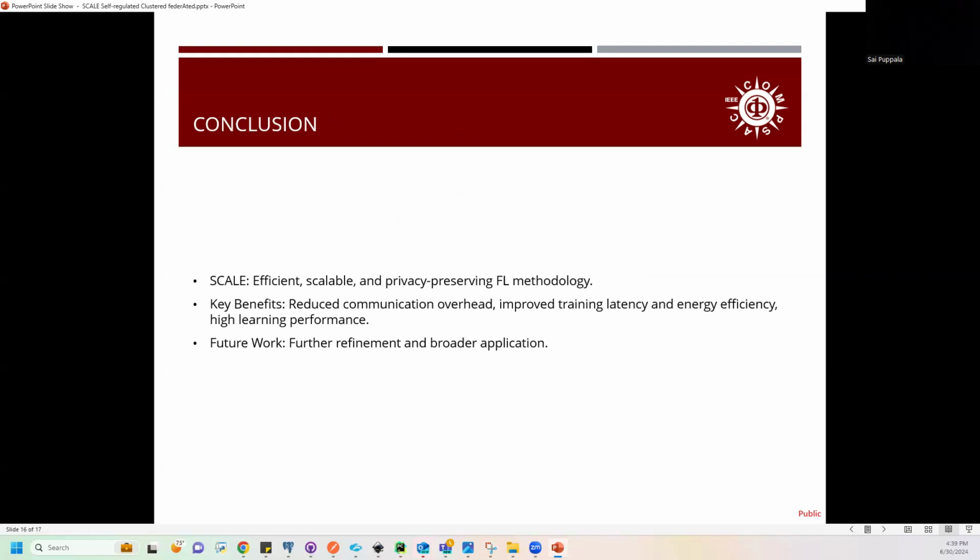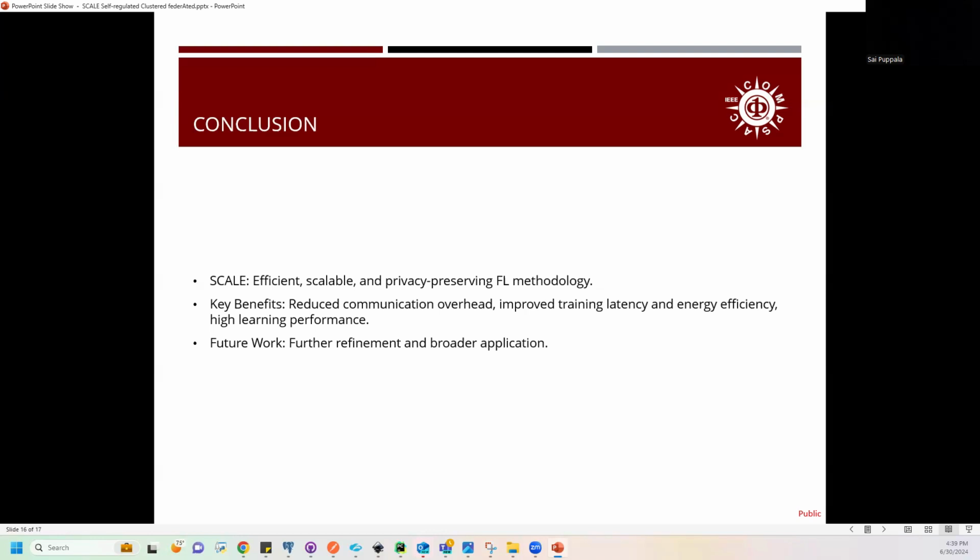In conclusion, we found scale to be extremely reliable and efficient in terms of communication, and it reduces the overall memory problem on the global server. Some of the key benefits, as I mentioned, are reduced communication overhead, improved training latency, energy efficiency, and high learning performance.